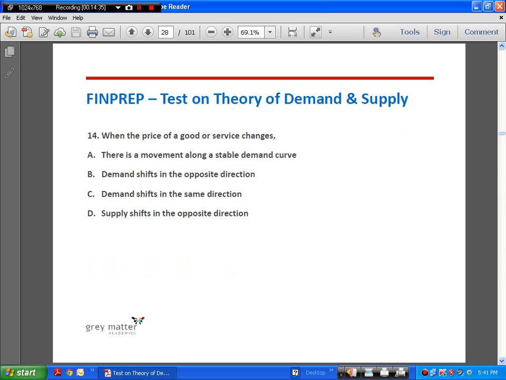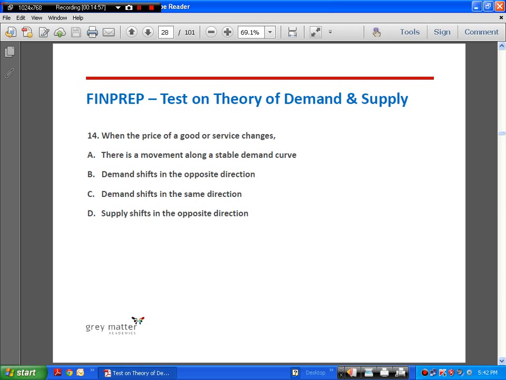The 14th question: when the price of a good or service changes, A, there is a movement along a stable demand curve. B, demand shifts in the opposite direction. C, demand shifts in the same direction. D, supply shifts in the opposite direction.